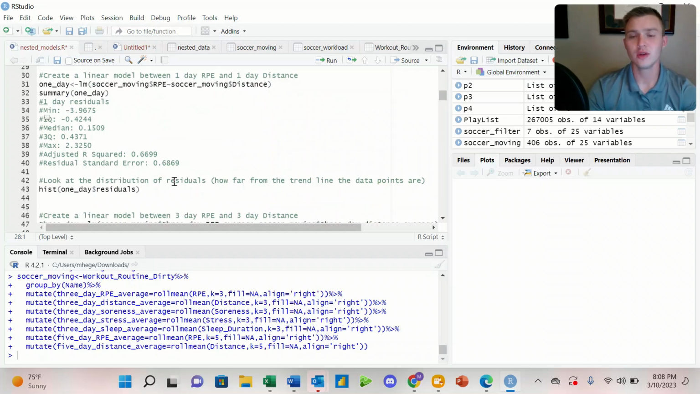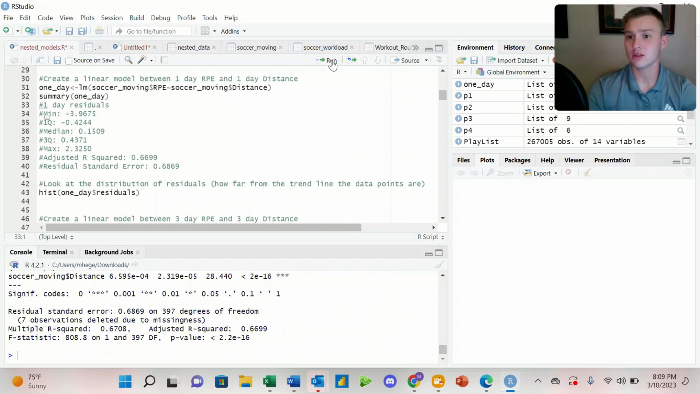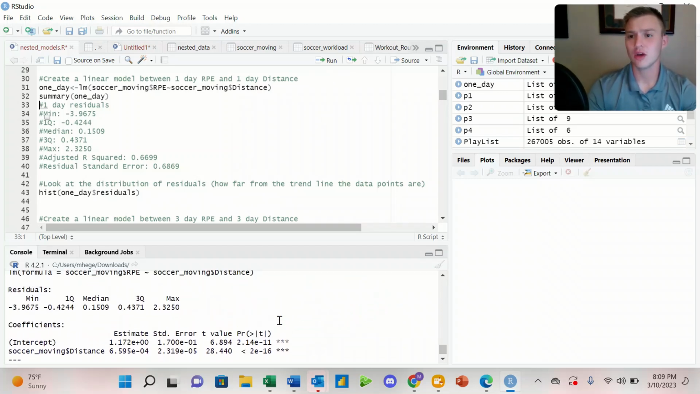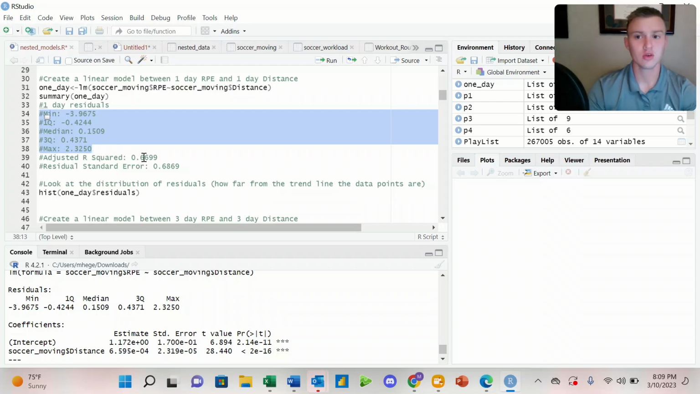The first thing that we're going to do is run a linear model looking at the relationship between 1-day RPE and 1-day distance. When we run this linear model and we look at the summary of the model, it returns a lot of data. I've gone ahead and written out some of the most important data points that we're interested in. So we're looking at the residuals of our day 1 linear model, and we're particularly interested in the adjusted R-square, which is showing the correlation between distance and RPE.